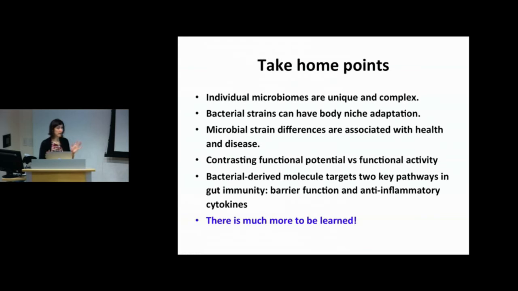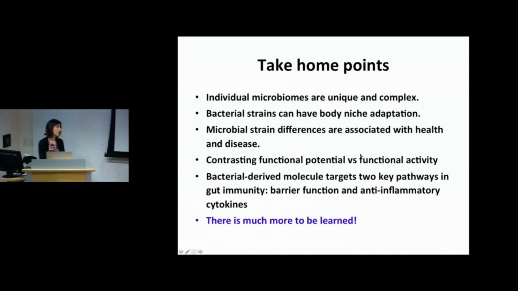And so the big take-home points that I want to leave you with is that we're looking at the microbiome in lots of different ways. Individual microbiomes are unique and complex between individuals. There are differences in the strains of a given bacteria that are present, and these strains can actually have niche adaptation even within your mouth. Different parts of your mouth can have different strains of a given species. There are differences in the strains that we observe in disease, so as we start to look more at the strain level, I think we're going to see more of these differences come up, and we can start to now look at the functional potential, what genes are present in those strains versus not.